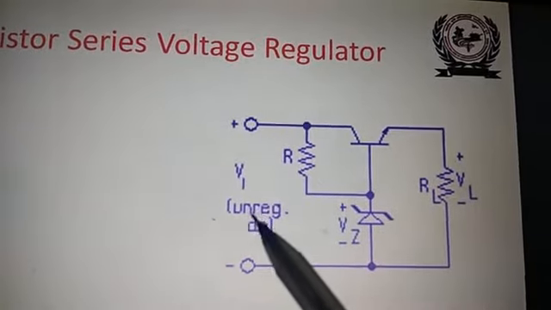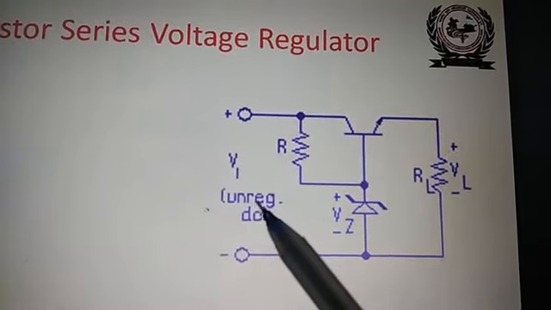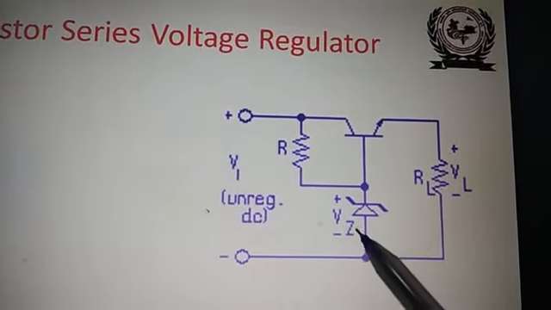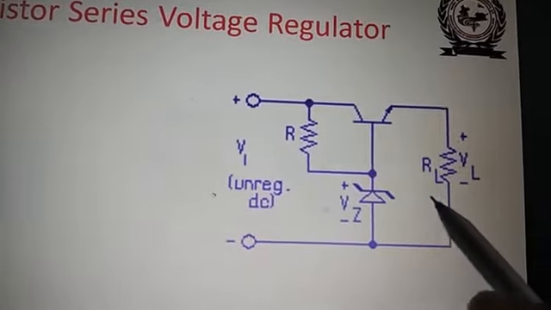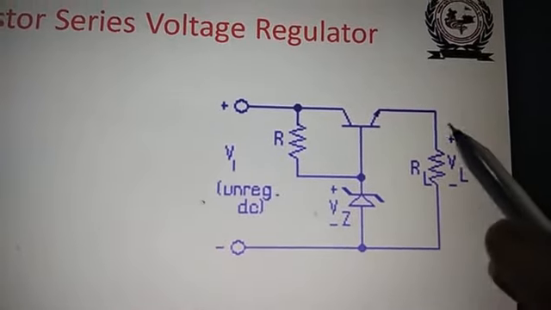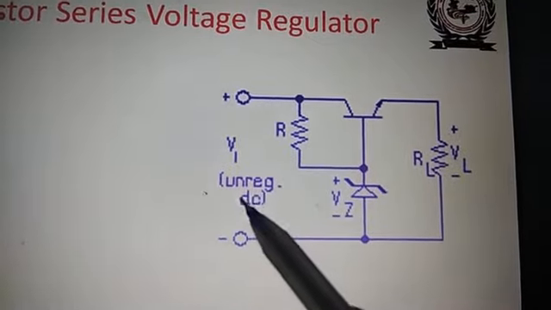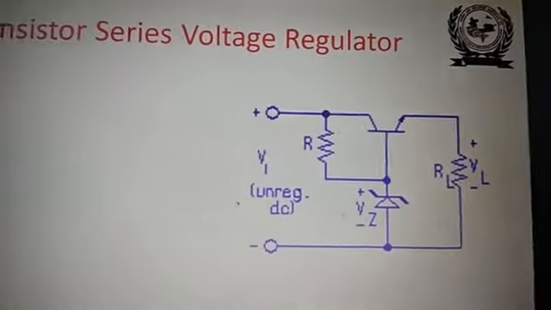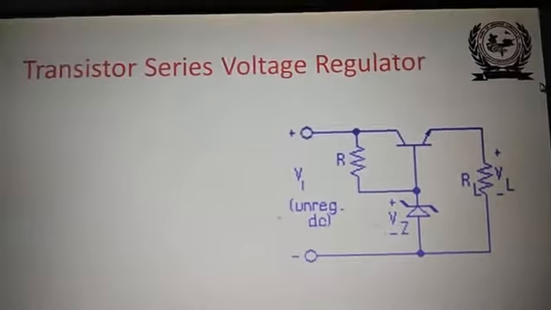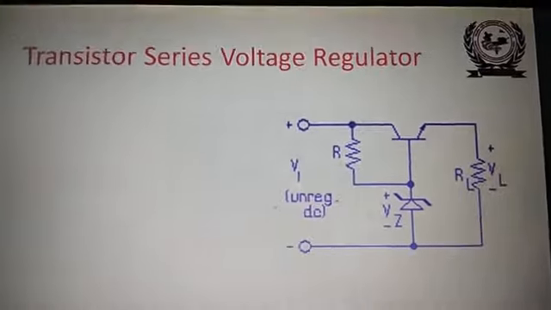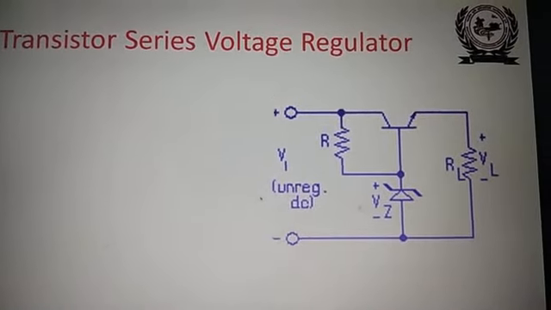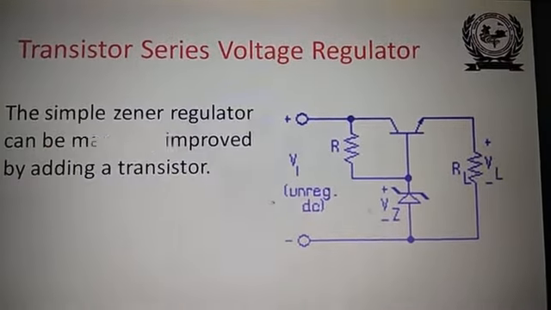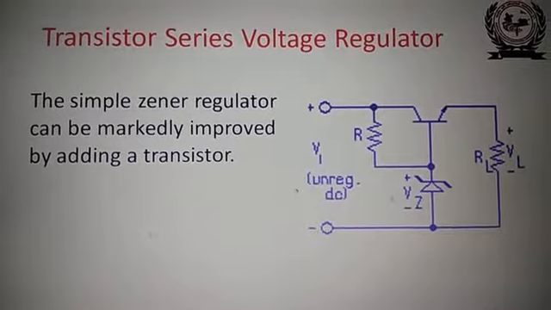So as the unregulated input voltage changes, there will be no change in the output voltage, that will be nearly equal to Vz plus VBE. And if there is a change in load current and this is fixed, again the output will be same. So this will work like a series regulator. So this is the connection of the series regulator, where transistor is in series with the input and output voltage.